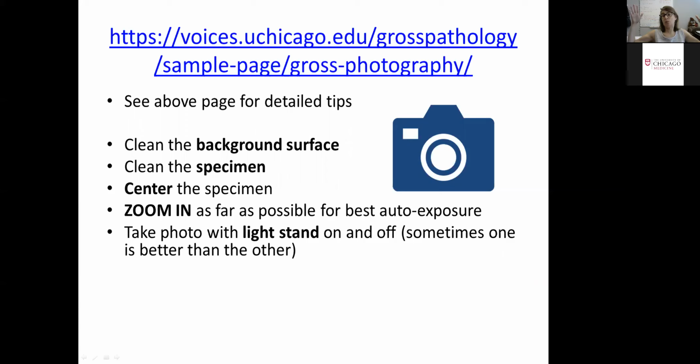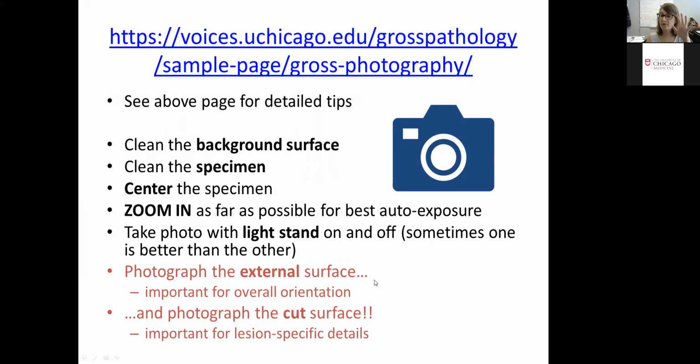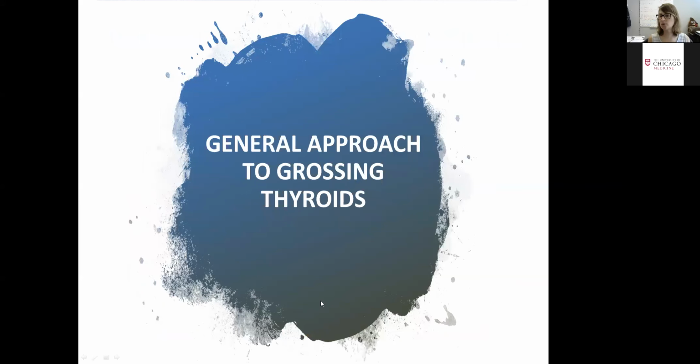Fine, take one like that if you want the overview, but then zoom in so that you see it very closely. Okay. I take photographs, as I've told some of you, with the light stand on and with the light stand off, because sometimes one is better than the other. And so we have our choice of the best, the pick of the litter. So if you photograph the external surface, which can be important for overall orientation of the specimen, please don't forget to photograph the cut surface, which is important for lesion-specific information, right? Orientation, lesion. All right, or I will be very sad. All right. General approach to grossing thyroids.